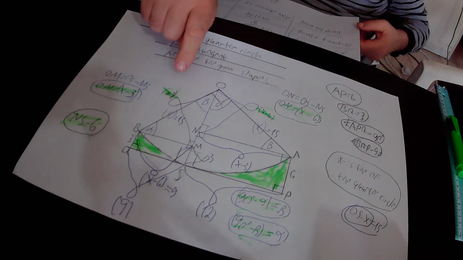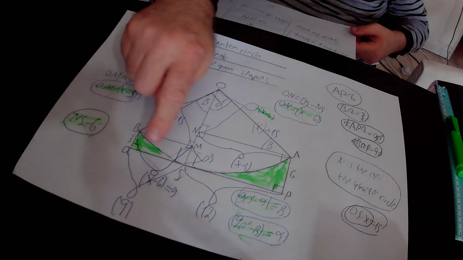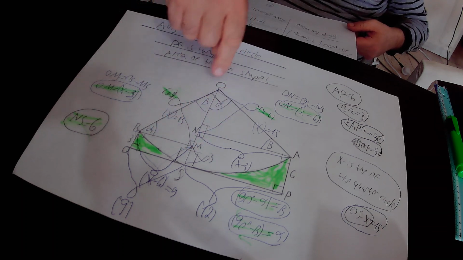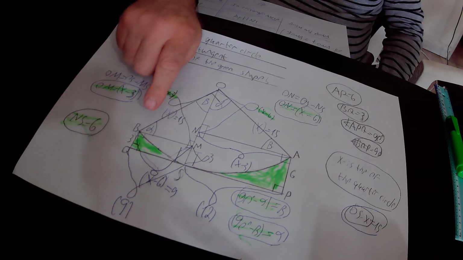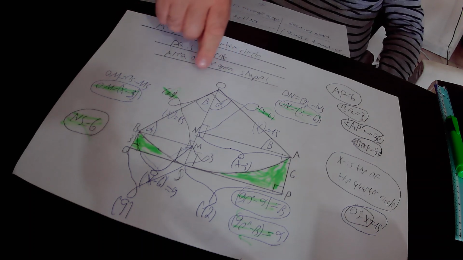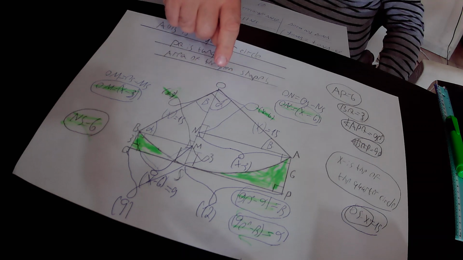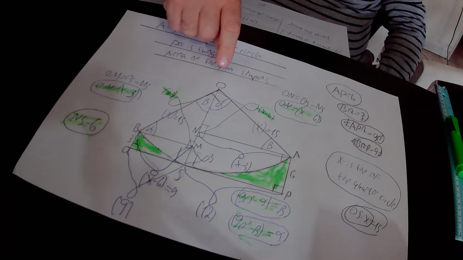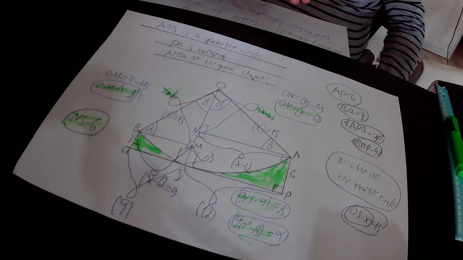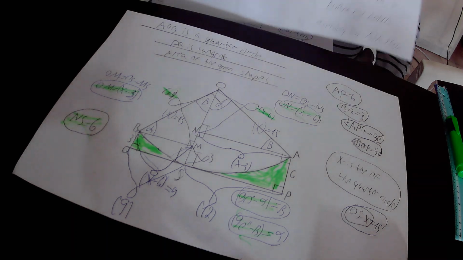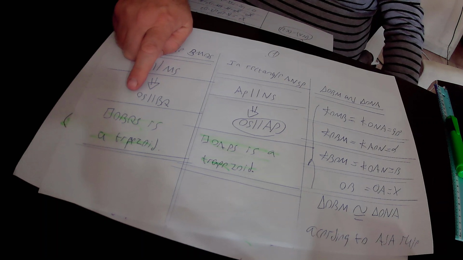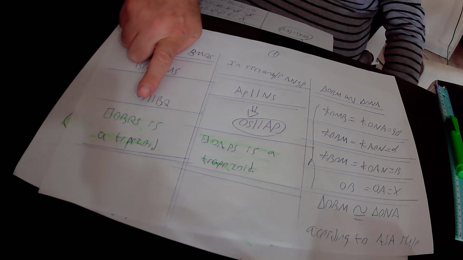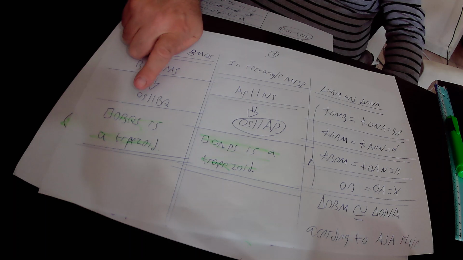So OS is parallel to BQ. In quadrangle OBQS, we have side OS that is parallel to side BQ. Therefore, quadrangle OBQS, which has one pair of parallel sides, is defined as a trapezoid. It is a trapezoid because it has one pair of parallel sides.